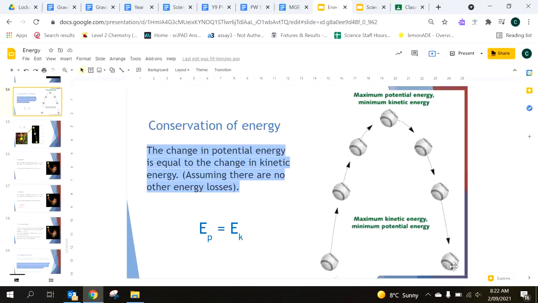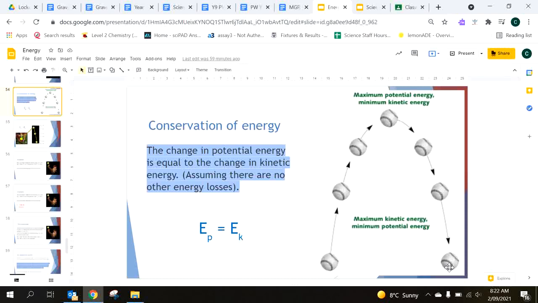And the question is why? And the answer is pretty simple: some of the potential energy has been transformed into other types of energy. For instance, heat through friction as it's going through the air, maybe a little bit of sound. So some energy is kind of lost to those other types of energy. But the general principle is that the maximum potential energy is going to equal the maximum kinetic energy, except there will be a little bit of lost energy to heat and sound.